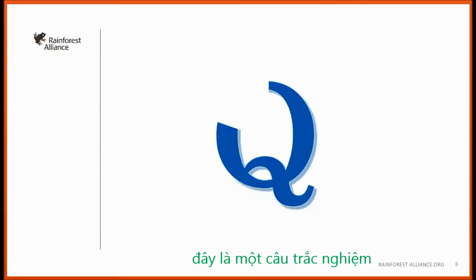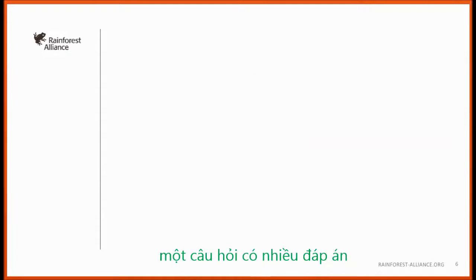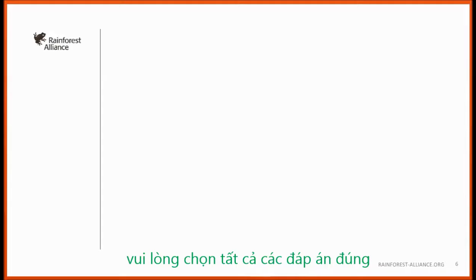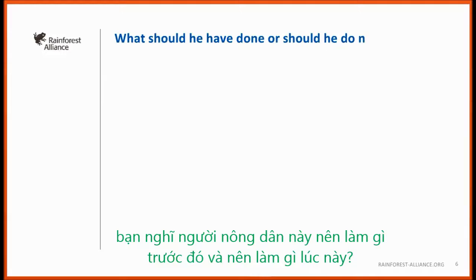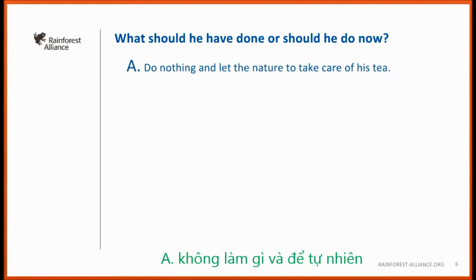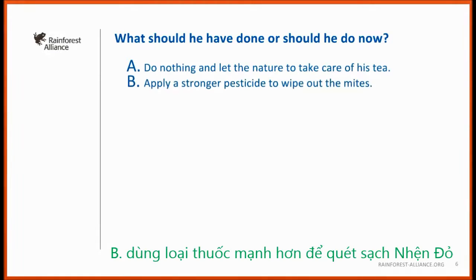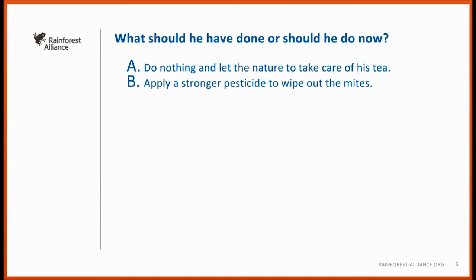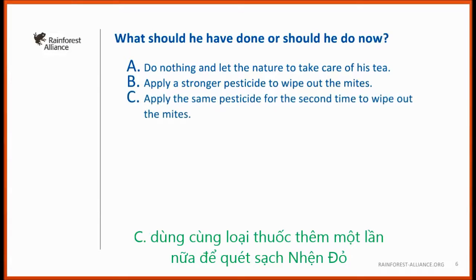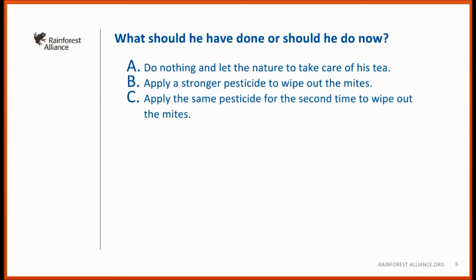Here is a quiz. It is a multiple choice question. Please choose all the correct answers. What do you think he should have done or should do now? A. Do nothing and let nature take care of his tea. B. Apply a stronger pesticide to wipe out the mites. C. Apply the same pesticide for the second time to wipe out the mites.